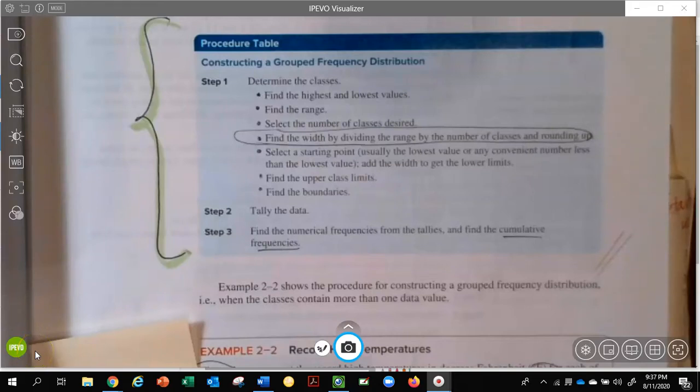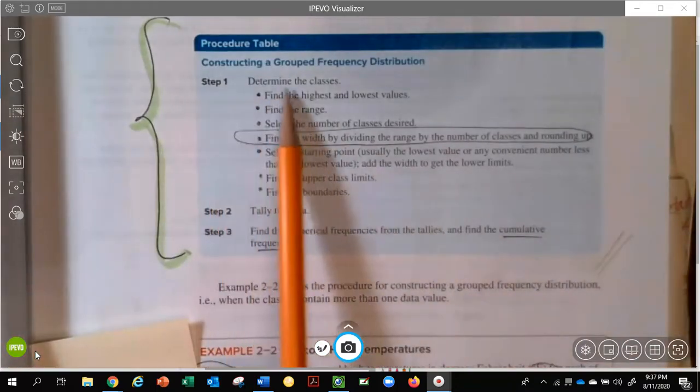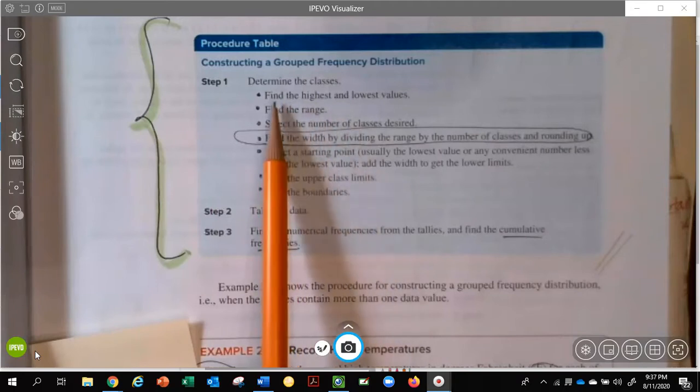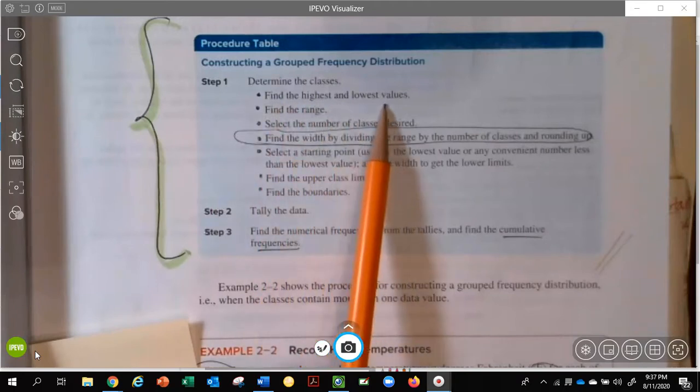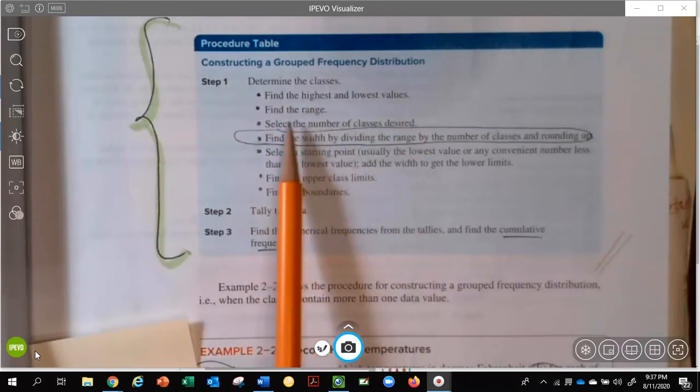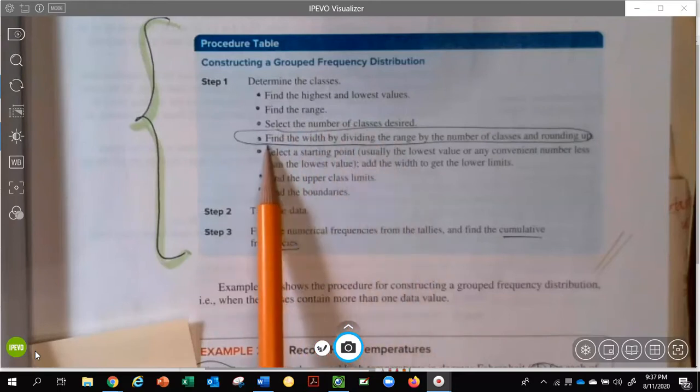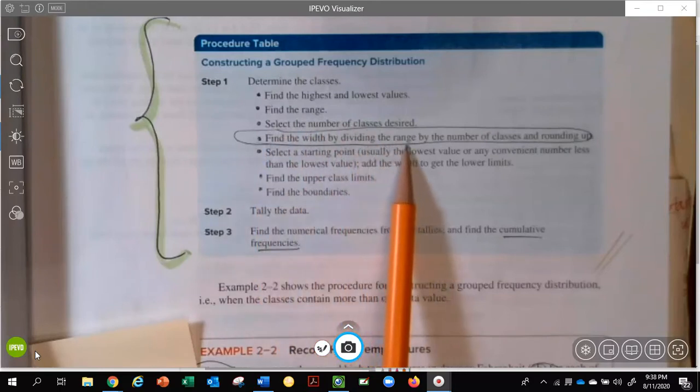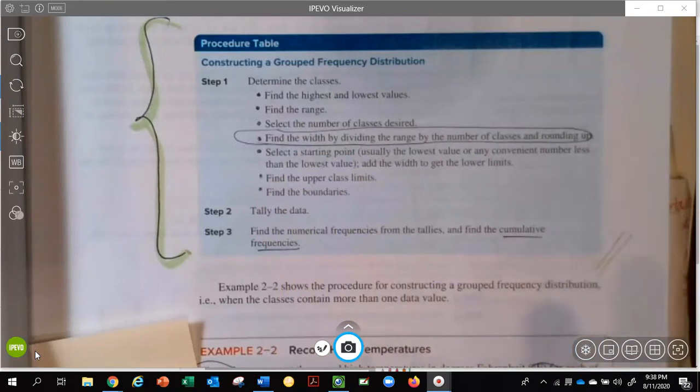We are in Chapter 2, Section 1. Let's do Example 2-2. I want to start just above it where it says how are we going to construct this group frequency distribution. And I want to point out that first it says determine the classes. Find the highest and the lowest values. Find the range. Select the number of classes. And then find the width by dividing the range by the number of classes and rounding up.